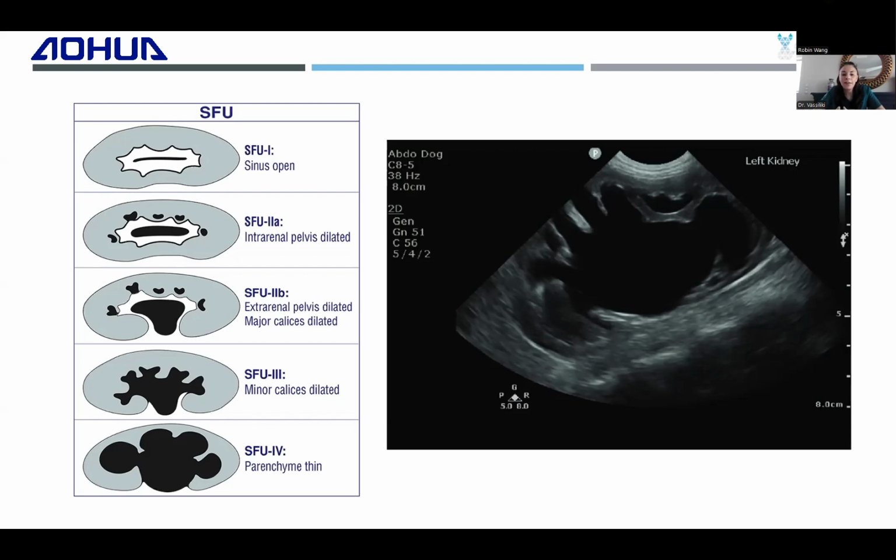And there is this classification system from 1, 2A, 2B, 3, and 4. Where the sinus is open, in the 2A, the intrarenal pelvis is dilated. In 2B, the extrarenal pelvis is dilated, and the major calyces are dilated. In type 3, we have even the minor calyces dilated, and then we have a parenchyma that's very, very thin. Okay. Full dilation and hydronephrosis.